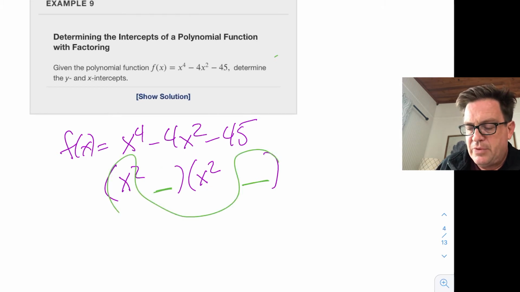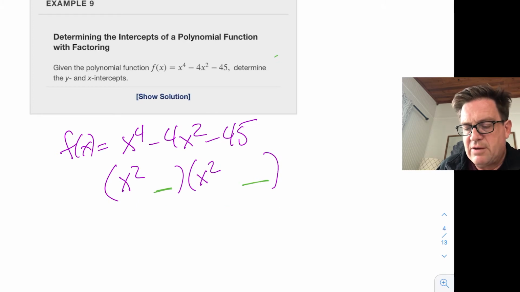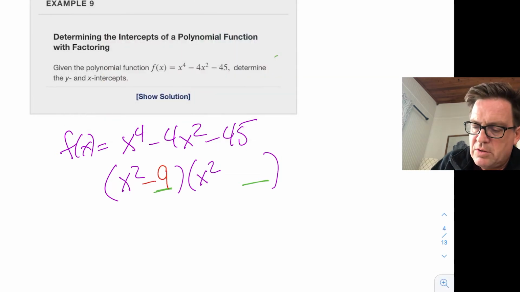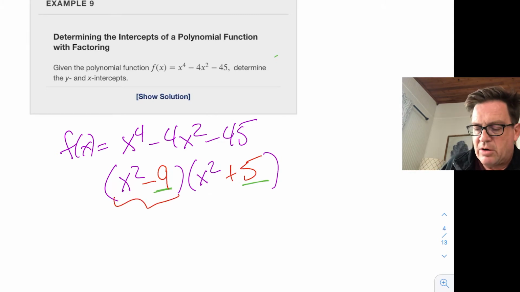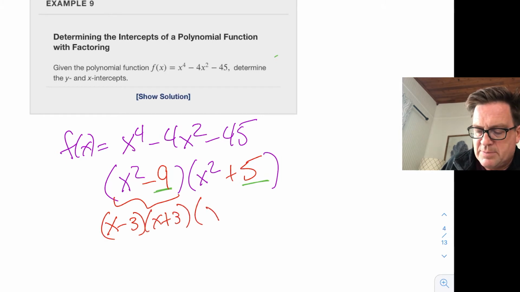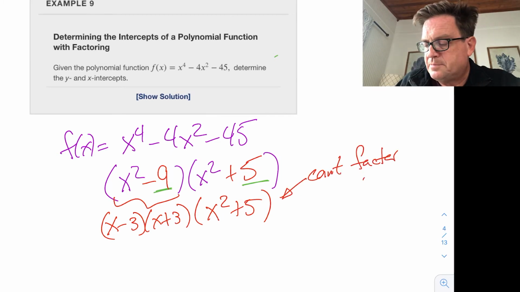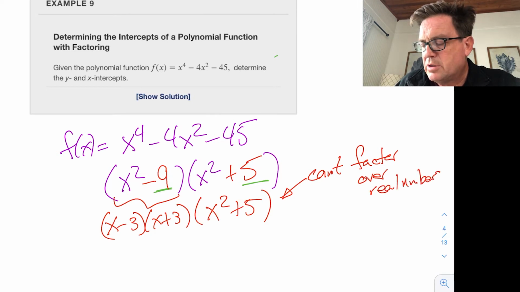And the inside and the outside are going to have to give you minus 4x squared. So you can probably think about this and figure out that it's going to be minus 9 and plus 5 is a way to factor that out. And once you get started, then this one you can factor as x minus 3, x plus 3. And this one doesn't factor anymore. Can't factor, and that happens over the real numbers.